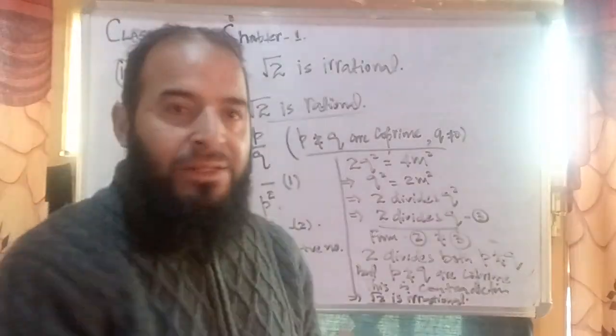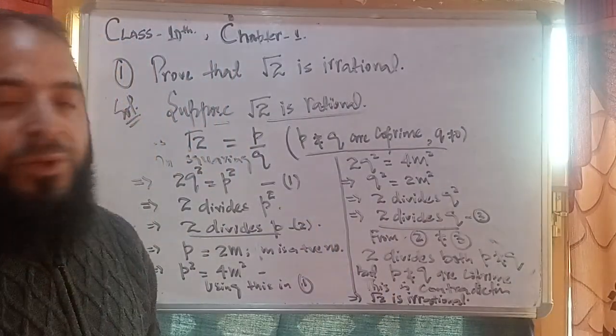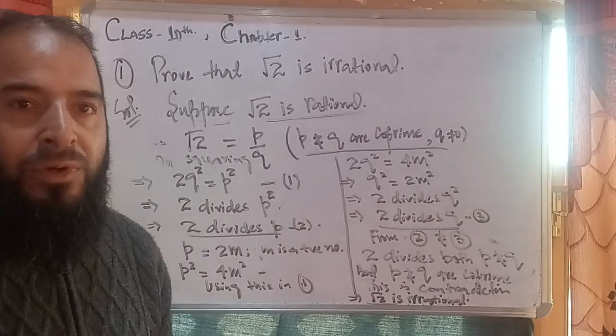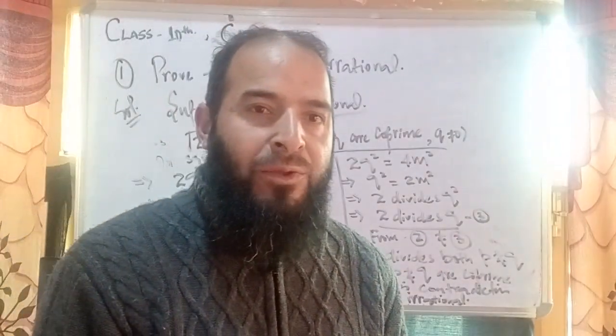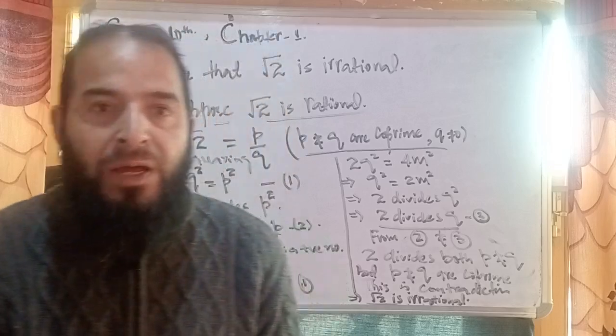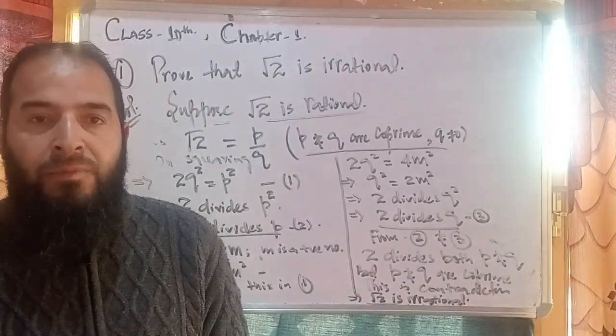This is all about the irrationality of under root 2. So I hope that you have understood this question.